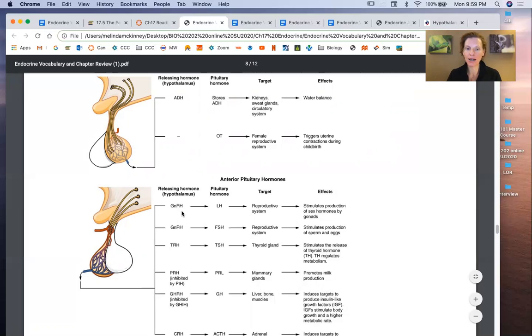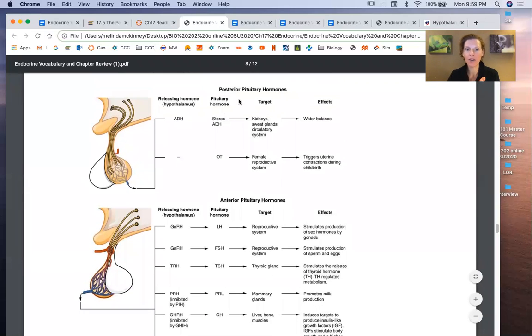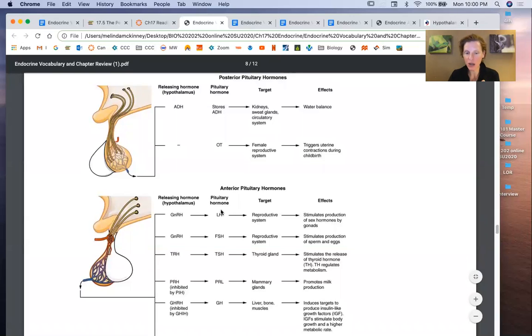Many of them act on the pituitary. So they go from the hypothalamus to the pituitary. On the top is the posterior pituitary, and the bottom is the anterior pituitary. So the hypothalamus releases these. It's connected to the pituitary. The hormones are secreted into the blood for the anterior pituitary. For the posterior pituitary, the neurons actually just release them, and then they're stored there.